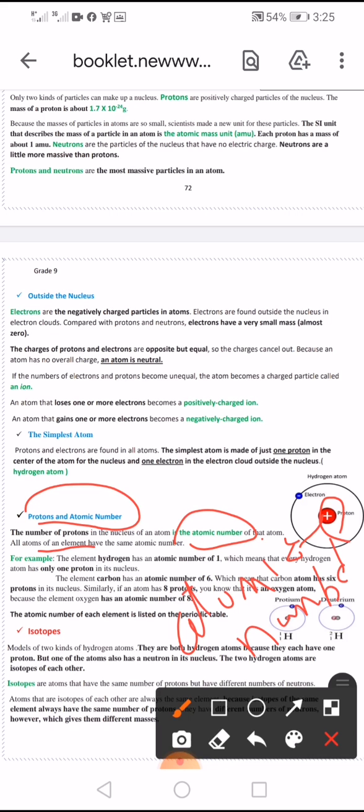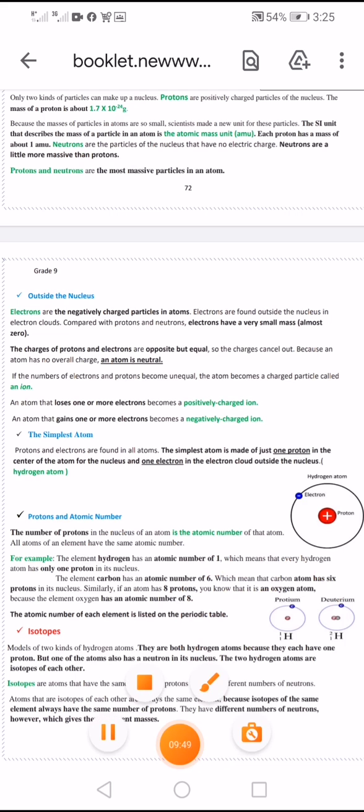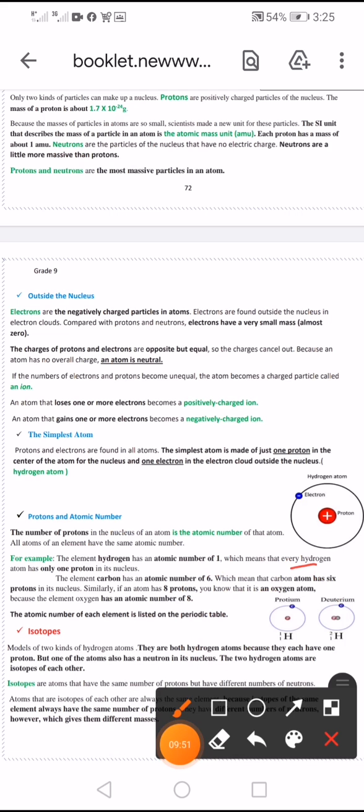For example, the element hydrogen. I said before that hydrogen contains only one proton, so it has atomic number 1, which means that every hydrogen atom has only one proton in its nucleus.